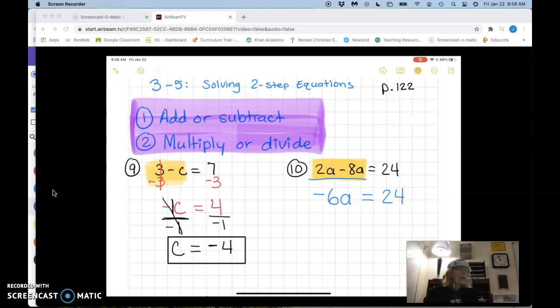Now, what is happening to the variable? So now you have to multiply, so you do the opposite. You divide by negative 6. Because now there's multiplication happening, I'm doing the opposite, which is division. I'm just repeating what was said in case you couldn't hear it on the video. And then 24 divided by negative 6 is negative 4.